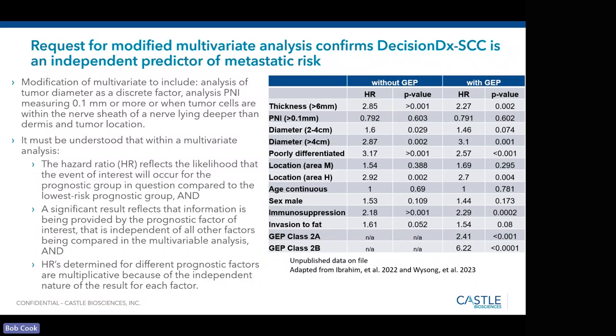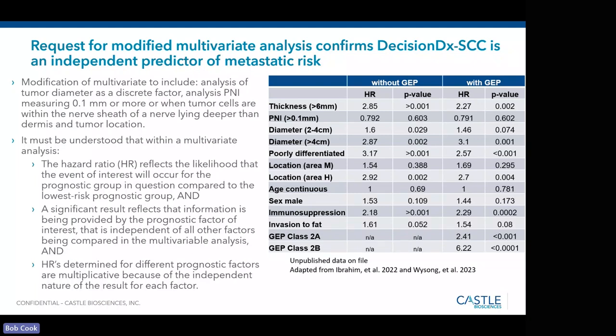Columns labeled without GEP indicate that tumor thickness, diameter, differentiation, location on the head and neck, and immunosuppression are all factors associated with a higher risk of metastasis, as indicated by the significant p-value of less than 0.05 in the third column there. In the columns labeled with GEP, we've done the same analysis, but have now included DecisionDx-SCC test result as a variable. While the same clinical factors are continuing to provide prognostic value, both the class 2A and the class 2B results are significant contributors to the multivariable model as well. And importantly, the class 2B result is associated with the highest risk of metastasis, over sixfold compared to all of the other factors that are being evaluated within that model.